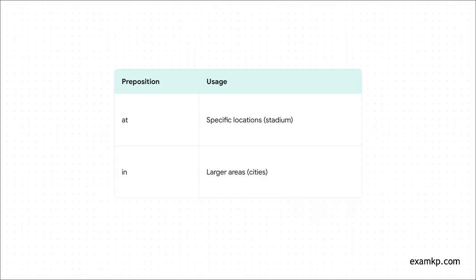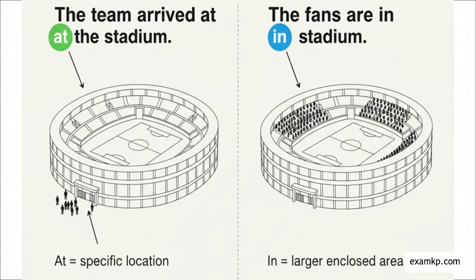Now, this one shows a really subtle but important difference. We use at for specific locations, like a stadium or a bus stop. We use in for larger enclosed areas like a city or a country. So you arrive at the stadium, but you live in Lagos. Makes sense? Right. Fantastic work on those.